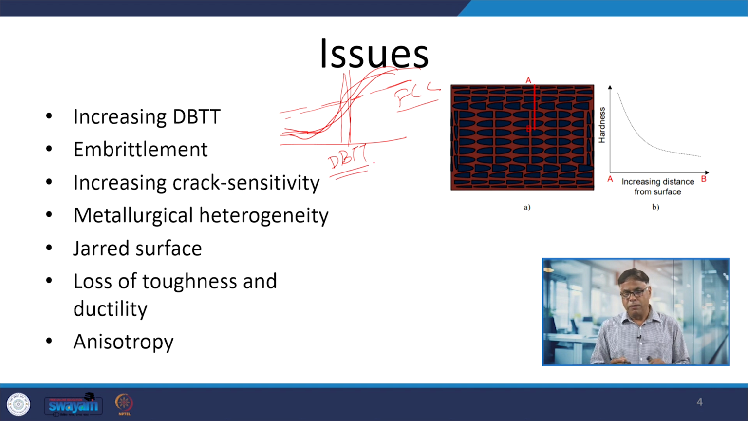Okay. So, why am I talking about this? Because when the metal is subjected to plastic deformation under low temperature conditions, this ductile to brittle transition temperature is shifted to the higher side. So, if it comes near the ambient condition, then it makes the material brittle even at room temperature.